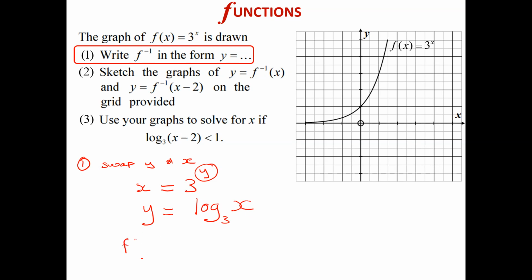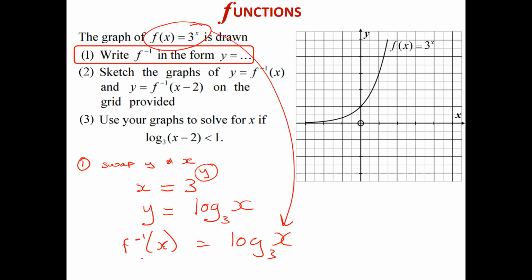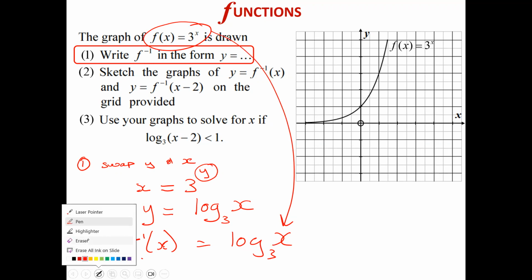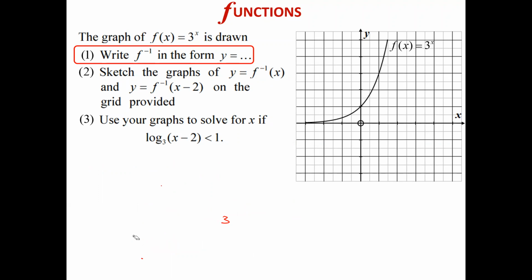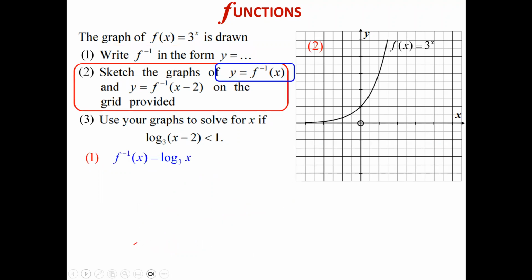And then we can write it in inverse notation, which is actually equal to log x base 3. So we can see that the inverse of the exponential function becomes a log function. Any questions there? I think knowing the rules to find the inverse is extremely important. So we move on. Okay, so we got f minus 1 of x is equal to log x base 3.